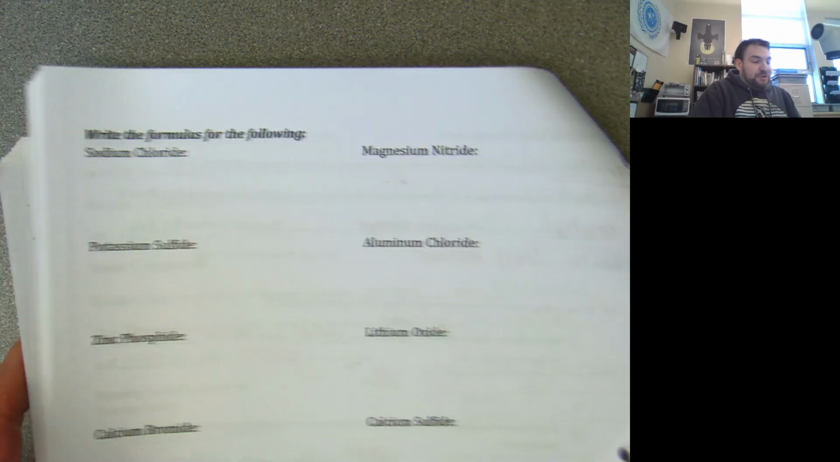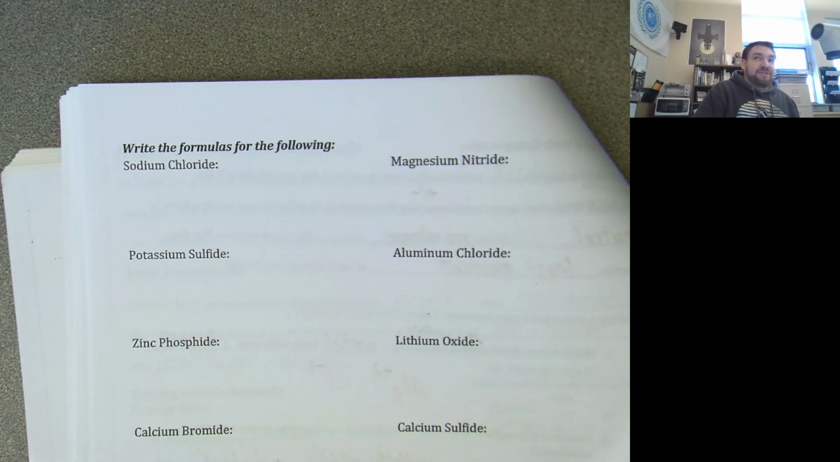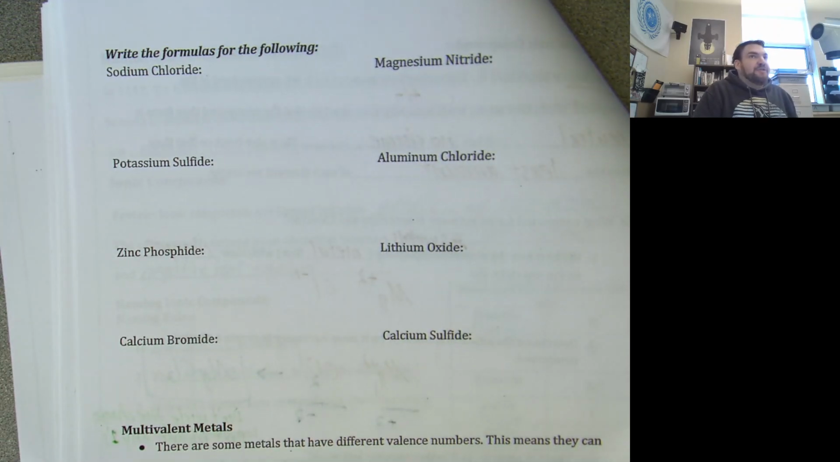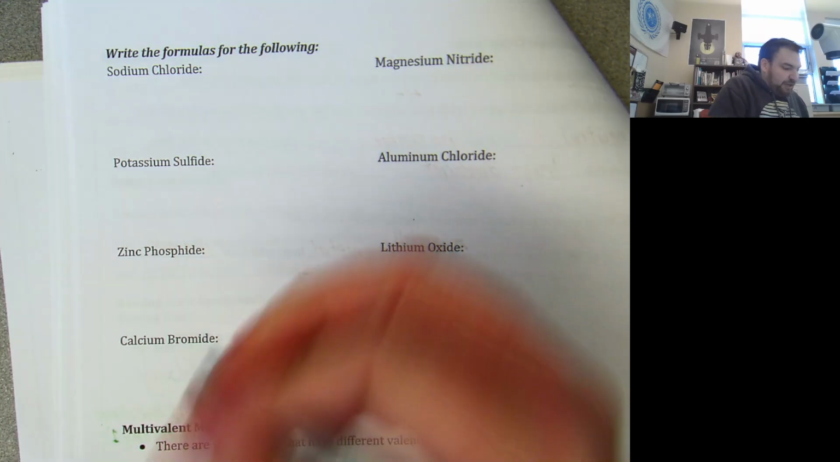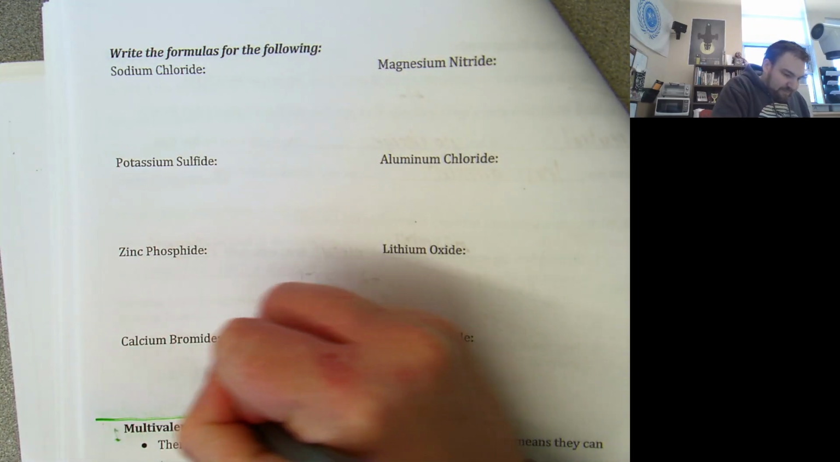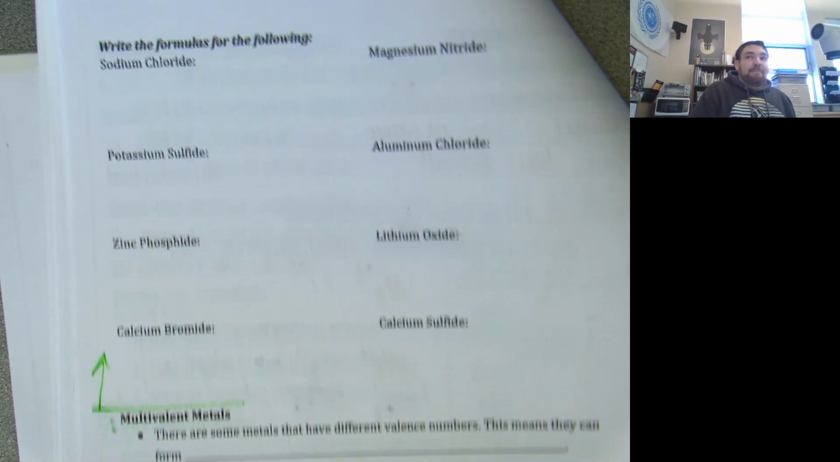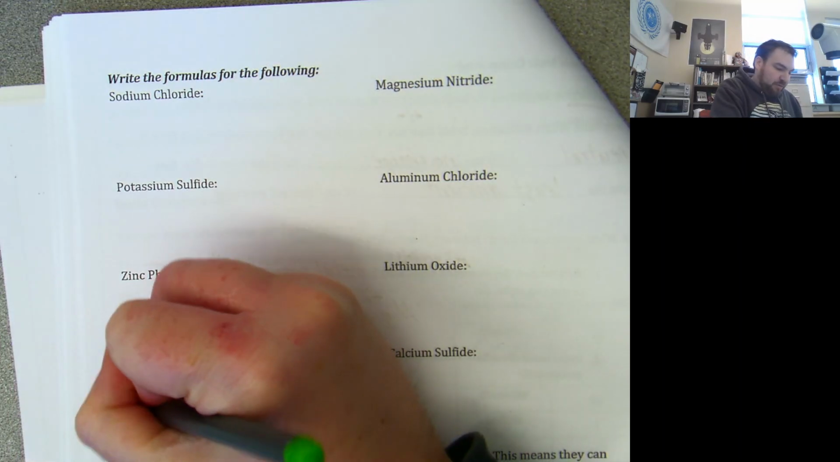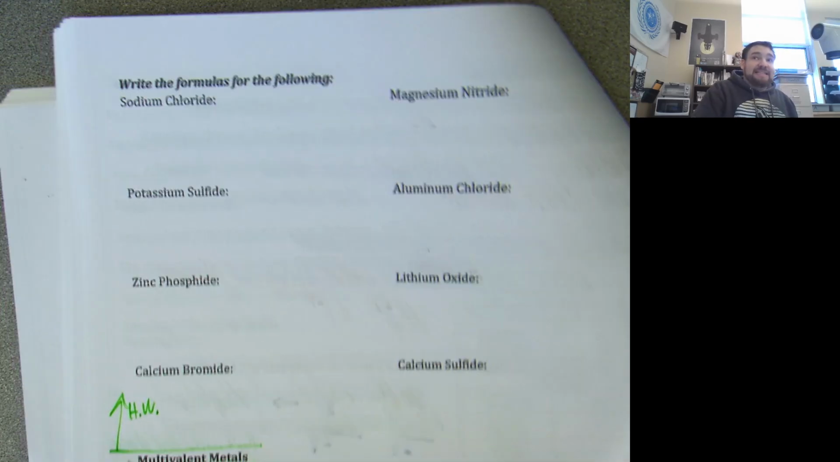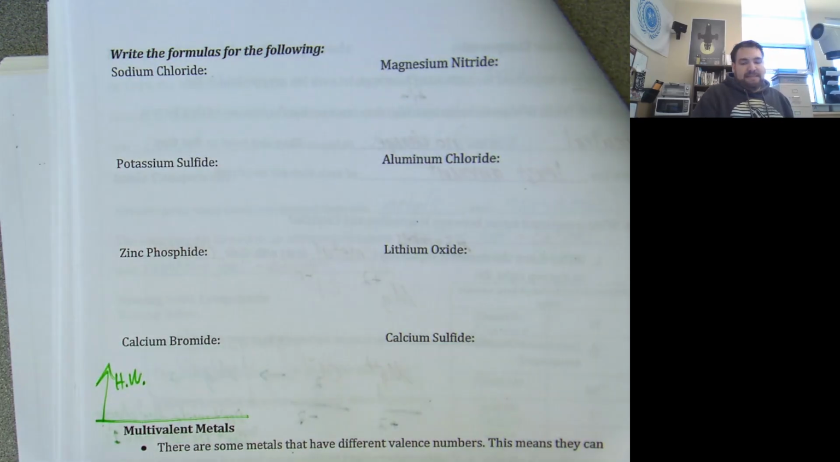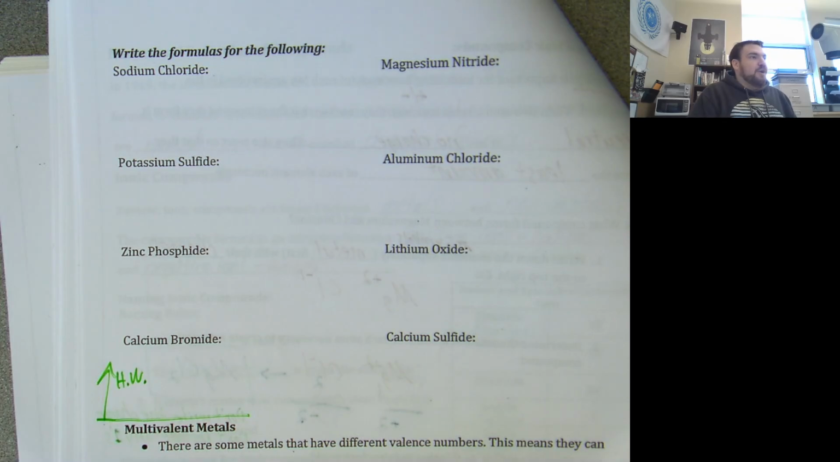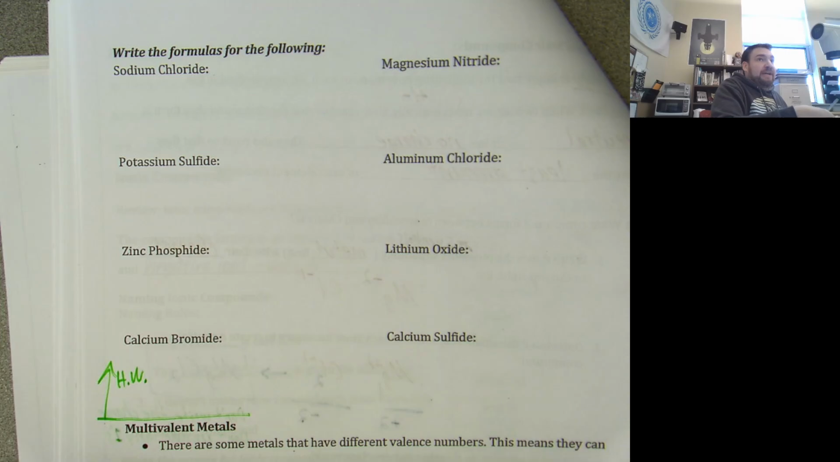What I'd like you to do, here's your homework. There's 8 questions, and there's 10 minutes. You can absolutely get this done and then have no homework. I want you to do that multi up above, that's your homework. These 8 questions, that's it. We will review multivalent metals tomorrow. This is where the Roman numerals come in. Crank out those 8, and then you can pack up.